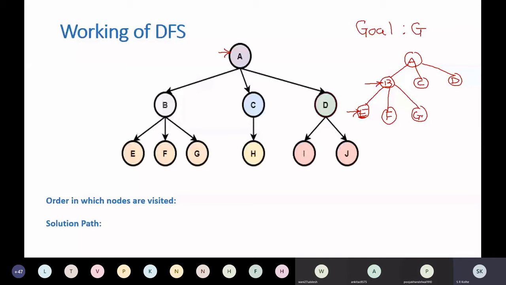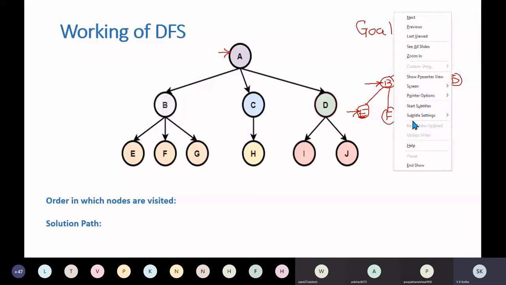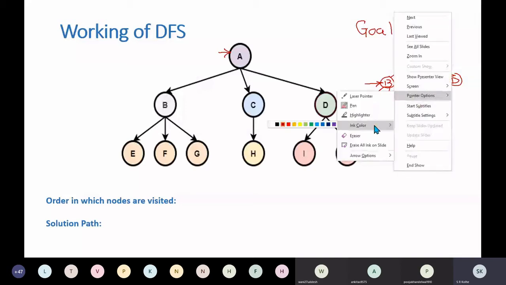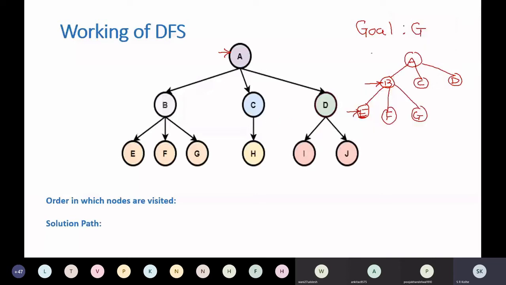So we will trace the solution path now. We have started with A, then visited B, then visited E, F and G. So G is a goal node. The algorithm will terminate and return the solution. So what will be the solution path? Now we will write here: A, B, E, F, G. You have to be careful about this.